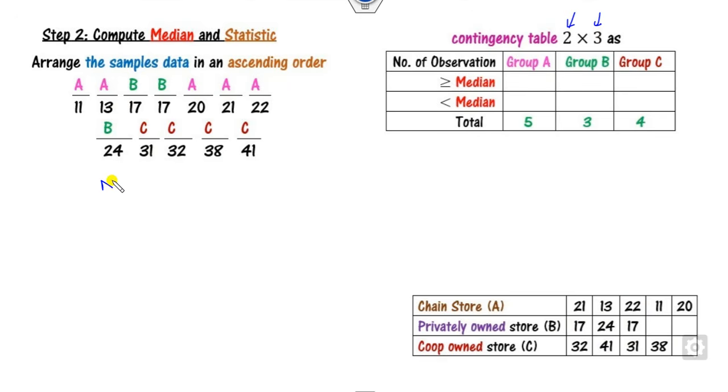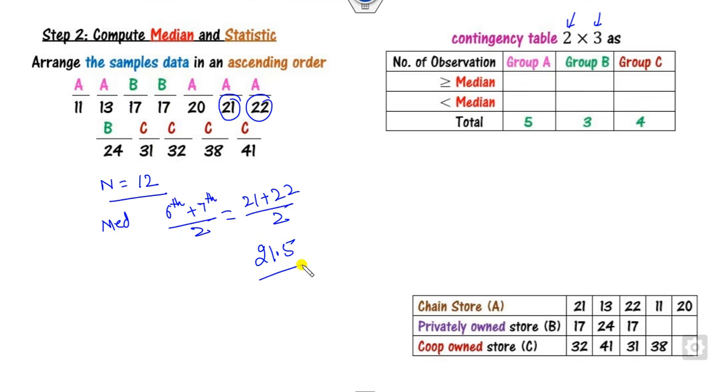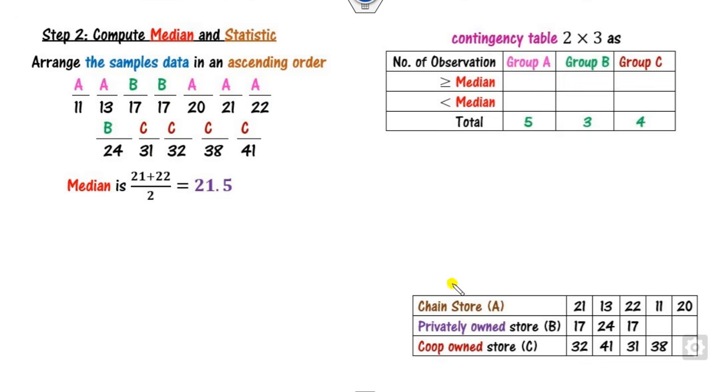What is the total number of elements? You can count them; this is my 12. So what is the median? That is the 6th position plus the 7th position divided by 2. So you can see 20 plus 21 plus 22 upon 2. The median is my 21.5. So how many observations are greater than 21.5? Only 1. So you can write here 1.